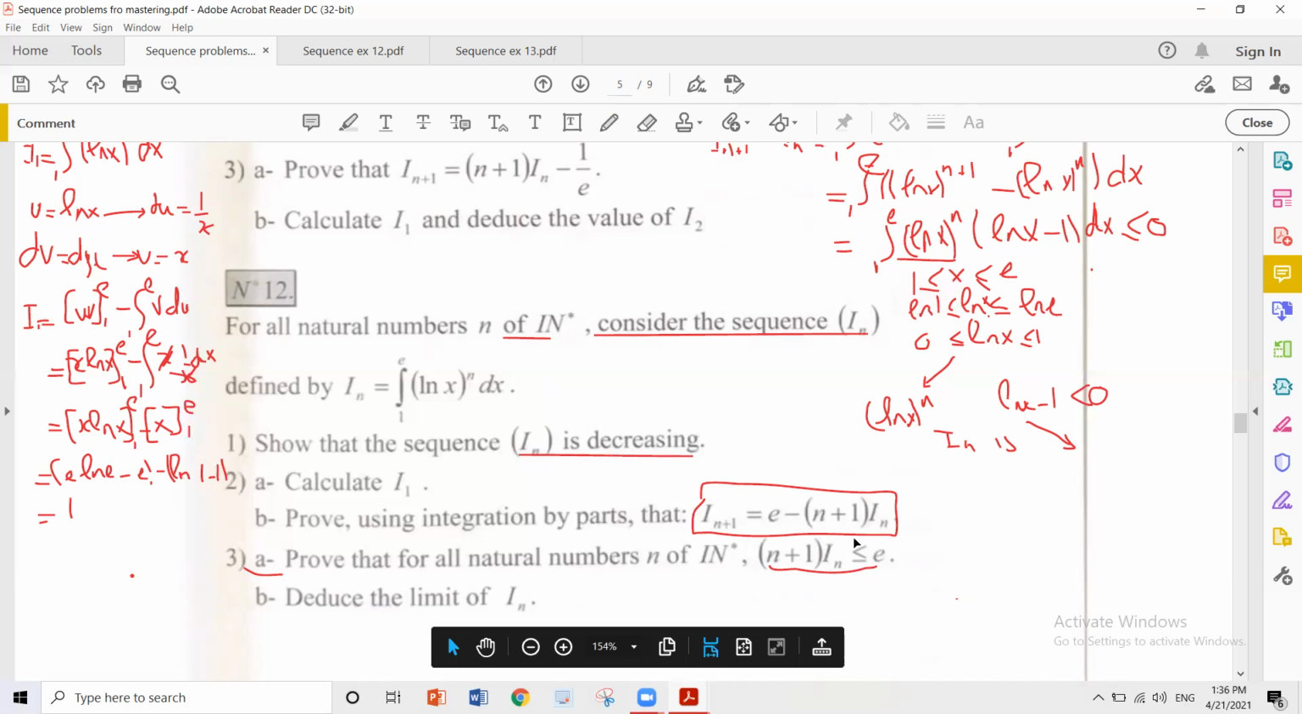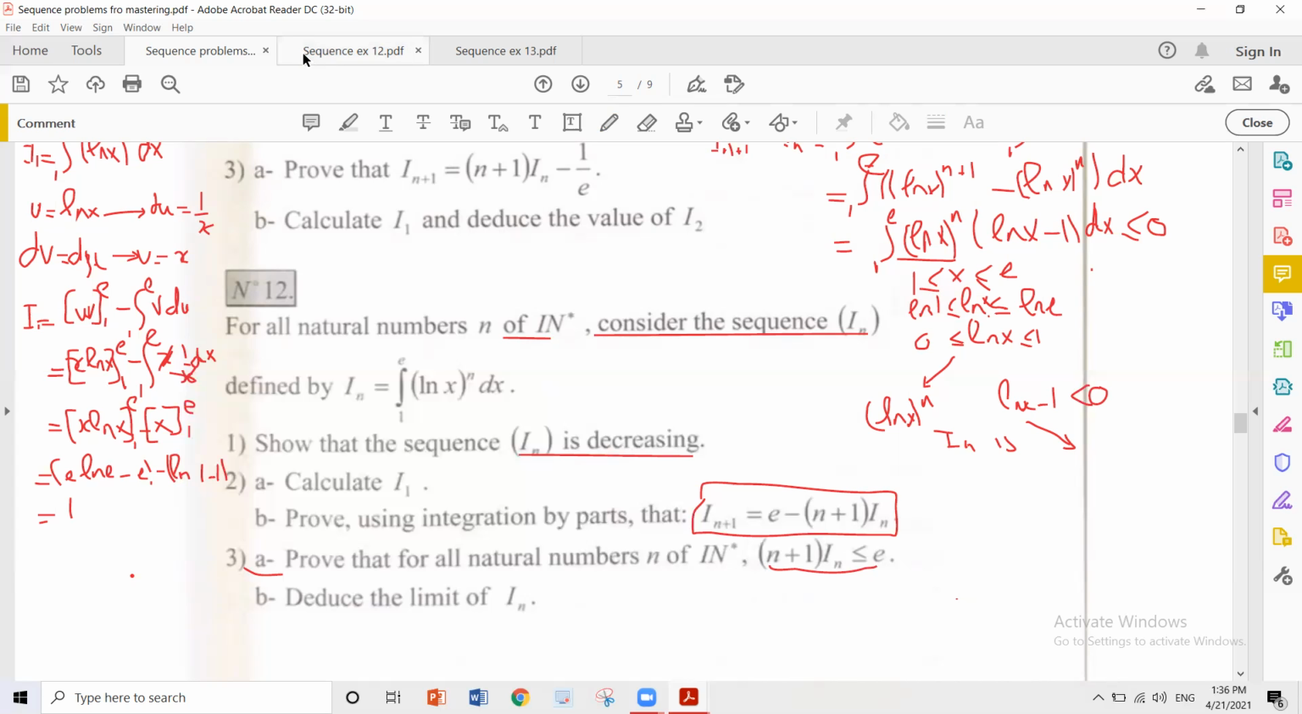Okay professor. What do we do? What we are going to do: from the one above we got e minus (n plus 1) I_n. We will solve this one. How do we solve it? What are we going to solve?